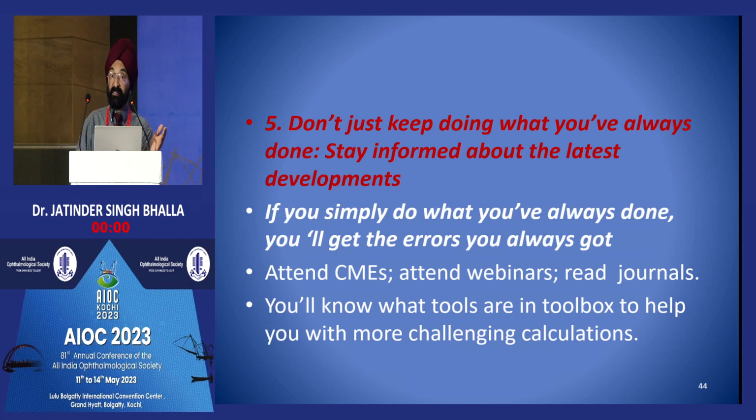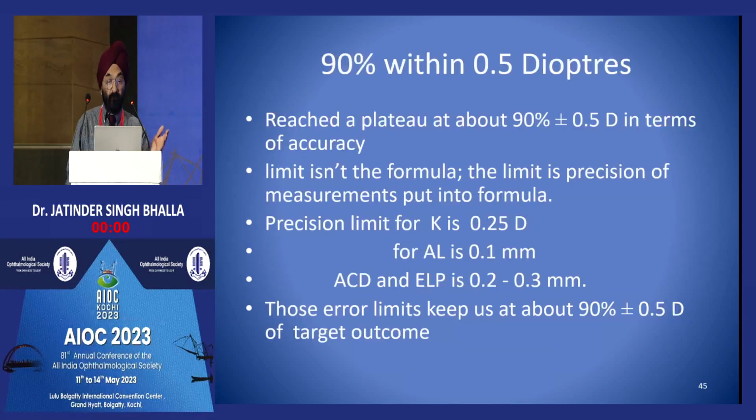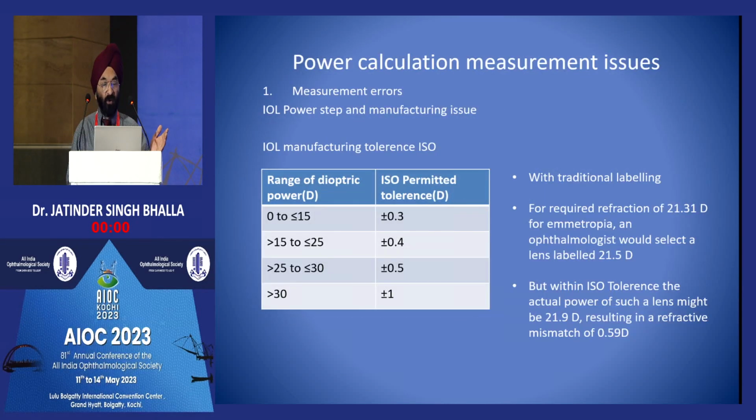Because then you will get the same error which you have always got. But we are still stuck at 90% accuracy within 0.5 diopters. The limit is now not the formula, the limit is the least count, that is the precision of the measurements which are put into these formulas. The precision limit for keratometry is 0.25 diopter. For axial length and anterior chamber depth, it is 0.1 to 0.2 millimeter. So these error limits keep us at 90% accuracy within plus minus 0.5 diopters.